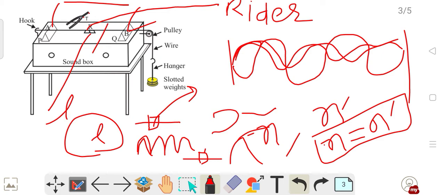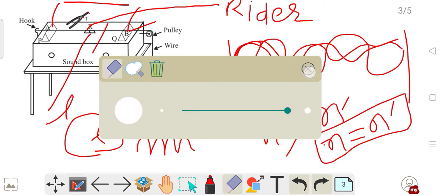Now this will be used to verify the laws that we have studied so far. So how it will be done, let us try to see that. Let me just erase all this first.